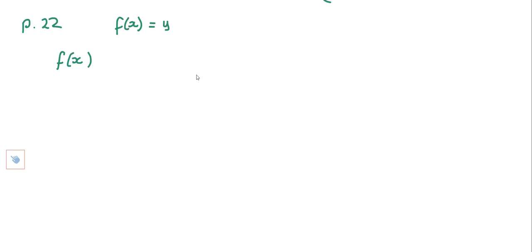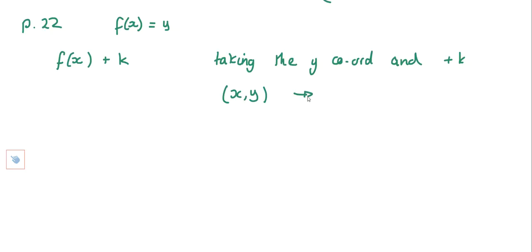So if I do f of x plus k, it tells me it's a translation. But can you see why? What is happening? Which coordinate am I affecting? Am I affecting the x coordinate or the y coordinate? The y coordinate. So I know, using this notation, I am taking the y coordinate and adding k to it. So if the original coordinate was x, y, the new coordinate would be x, y plus k. So I'm working outside of the function, doing it after the function has been done, so that affects the y coordinate.